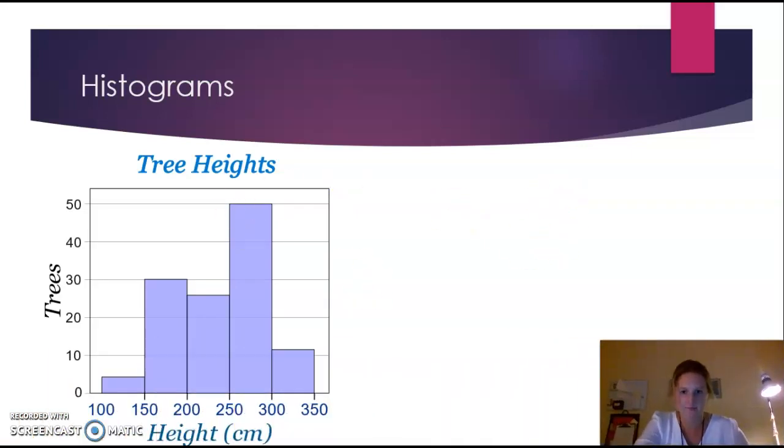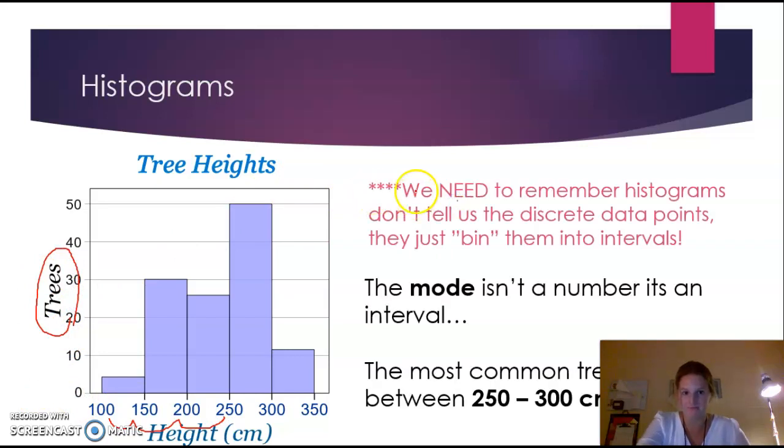Let's move me back. I have the bins. They're counting by 50s here. Their bin width is 50. And I have the frequency here. We're talking about number of trees and their heights, okay? If I want to figure out the mode, it isn't an actual number, it's just an interval.